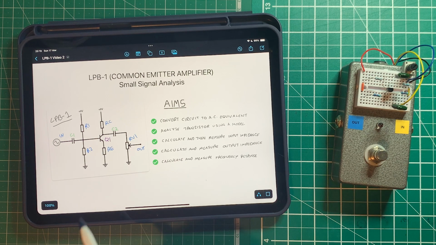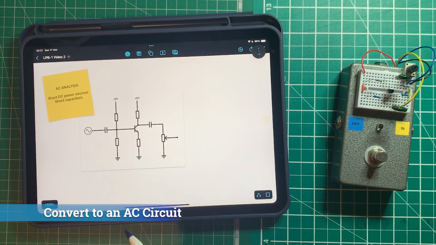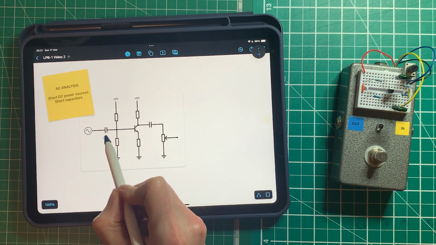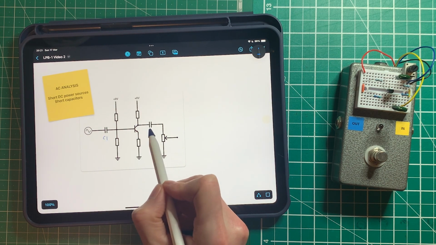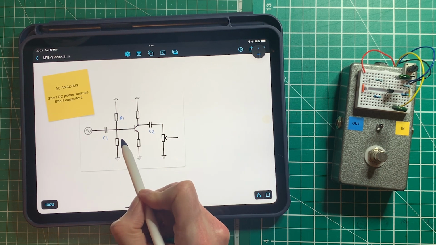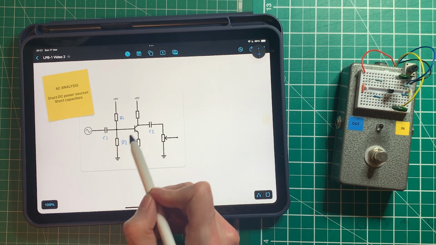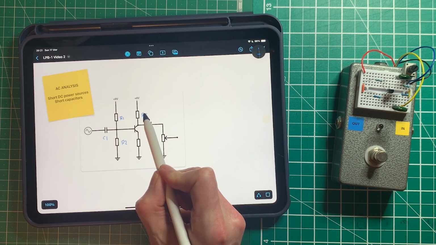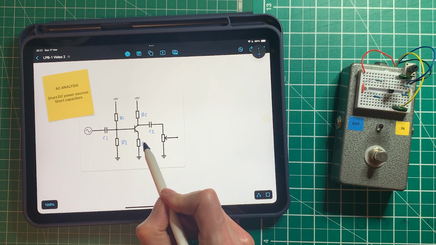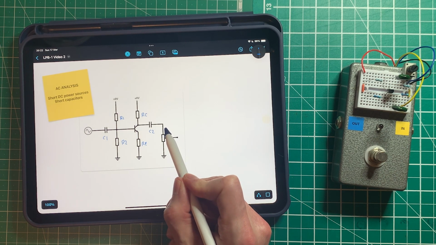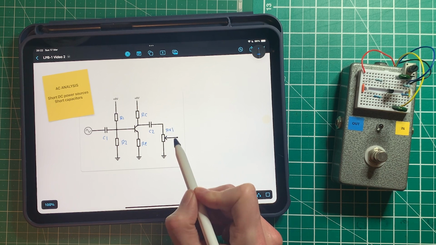So let's get going. First of all, let's remind ourselves of the different components in this circuit. So this is our AC coupling capacitor, C1 on the input, and then C2 on the output. We have R1 and R2, which form our voltage divider bias on the base of the transistor. Here on the collector we have RC, and on the emitter RE. And then we have this attenuation here in the form of RV1, let's call it.